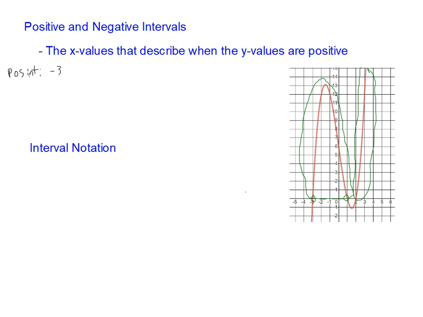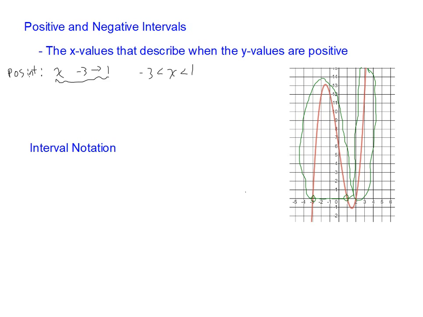So -3 all the way to 1, so these are x values. So when we're talking about positive intervals, we are looking at the x values and we're saying from -3 all the way to 1. Now, this is an awkward way to write this. I suppose we could write it like this, saying -3 is less than x, which is less than 1. So that describes the interval, with x in between -3 and 1.